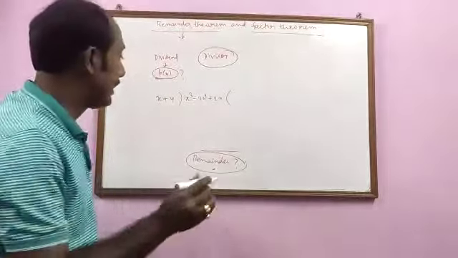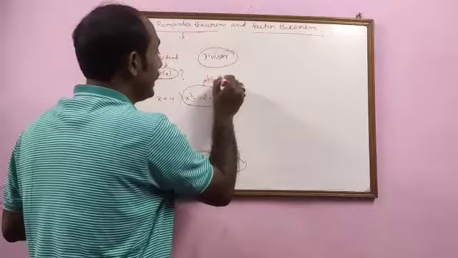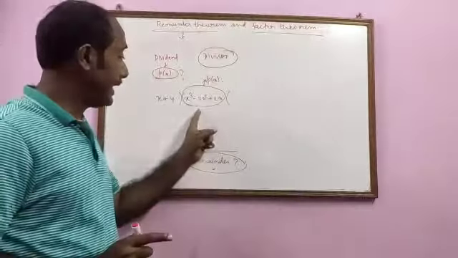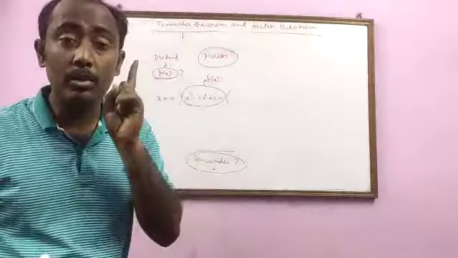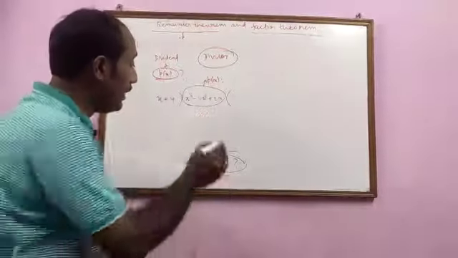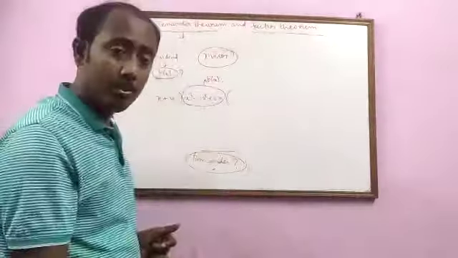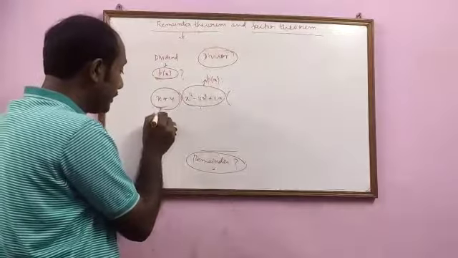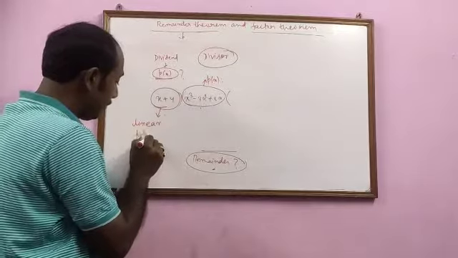Here the limitations are that the P(x) part, the dividend, its degree should be 1 or greater than 1. That means it should not be a constant, because a constant polynomial has degree 0. So you cannot have a constant polynomial here. Its degree should be 1 or more than 1. And the divisor part by which you are dividing should be a linear polynomial.